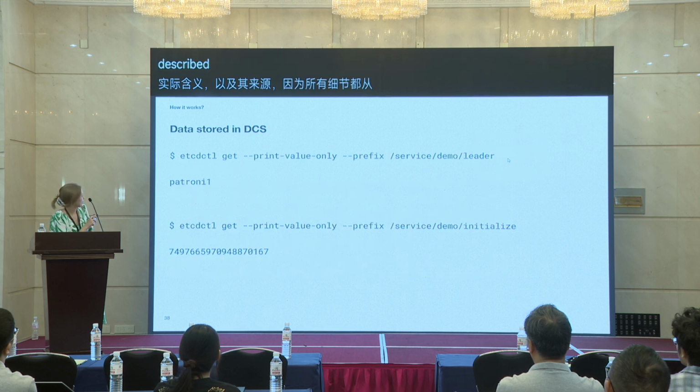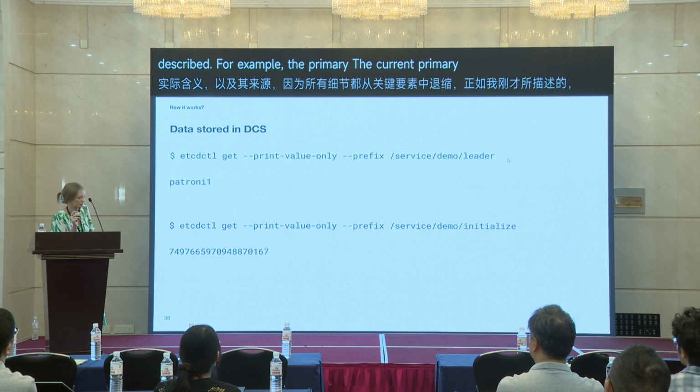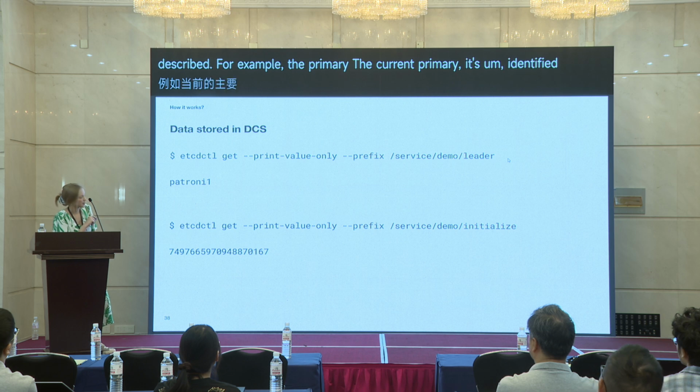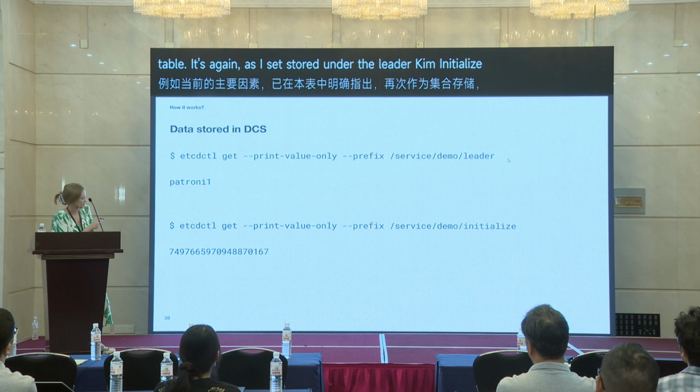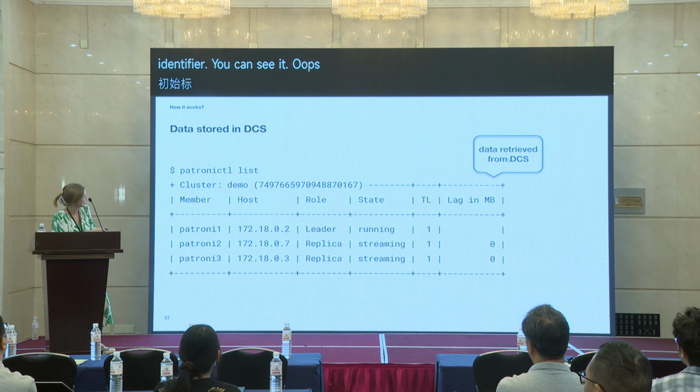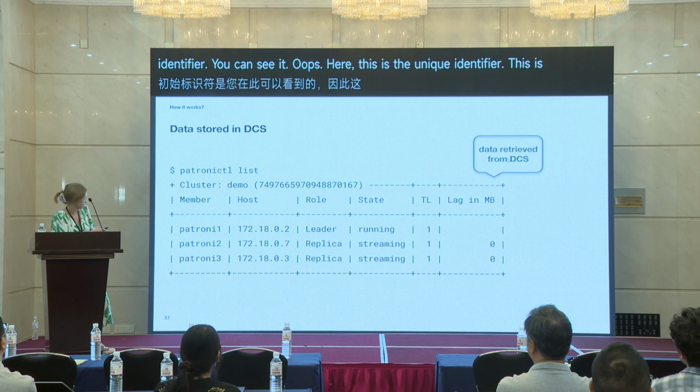For example, the current primary is identified in this table. Again, as I said, it's stored under the leader key. Initialize is the unique identifier. You can see it here. So this is the unique identifier, and this is the current leader.